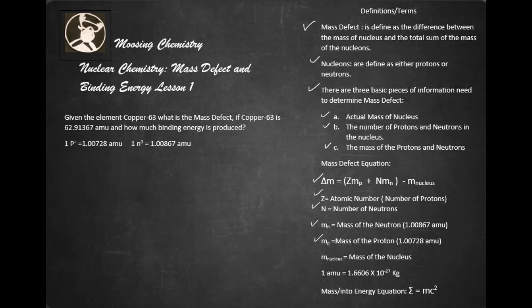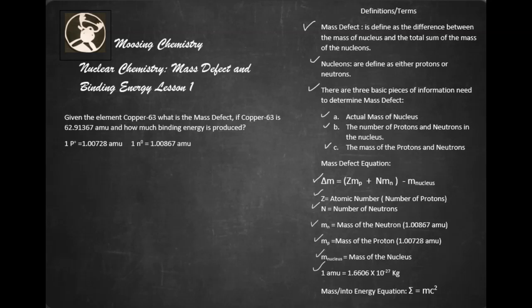The mass of the neutron is 1.00867 AMU, which was determined already. M_p is the mass of the proton, which is 1.00728 AMU, which was already determined. The mass of the nucleus, or M nucleus, equals the mass of the nucleus.